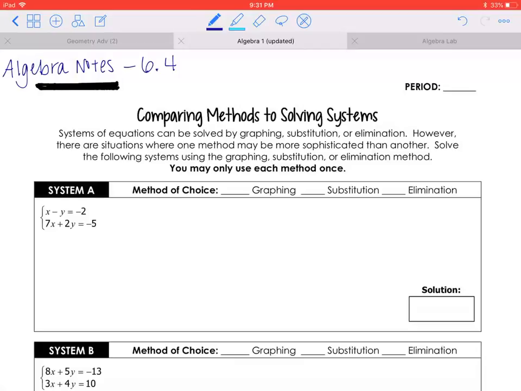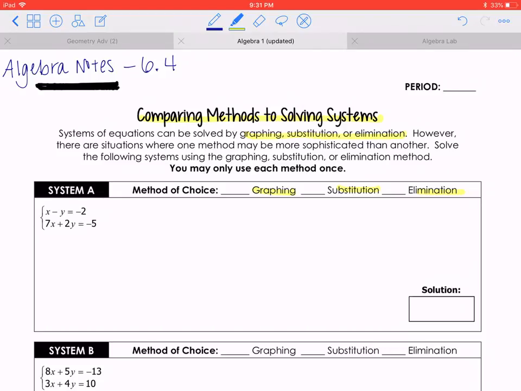Okay, so today for section 6.4, we are just going to be comparing all the methods that we have already learned. So it says comparing methods to solving systems, so nothing will be new. We are going to talk about graphing, substitution, and elimination. And it says systems of equations can be solved by these three methods.